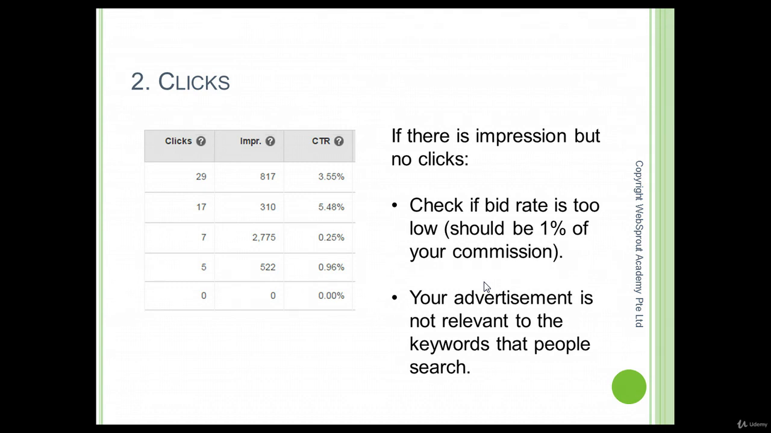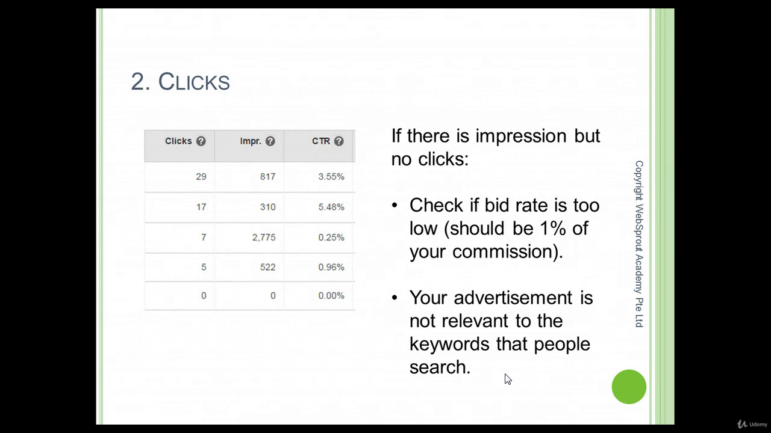Okay, another thing to check is that whenever there's a high impression on the campaign and no clicks, one of the causes is that your advertisement is not relevant to the keyword that people search. So for example, if people are searching one keyword and it shows your advertisement, and the keyword that they search is not relevant to the advertisement that you show, that's why people are not clicking.